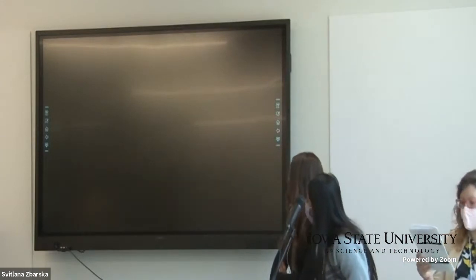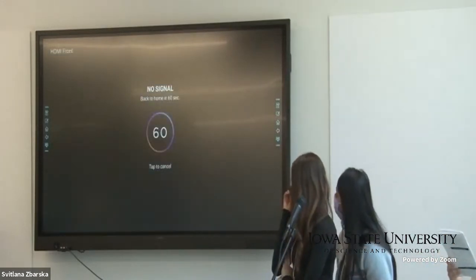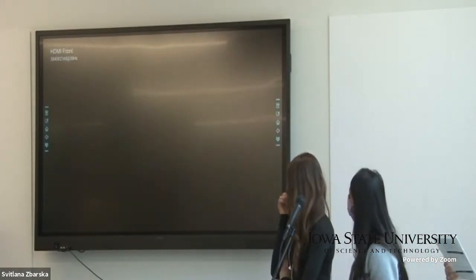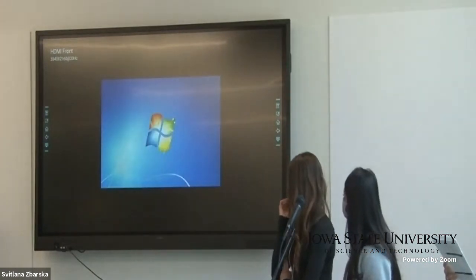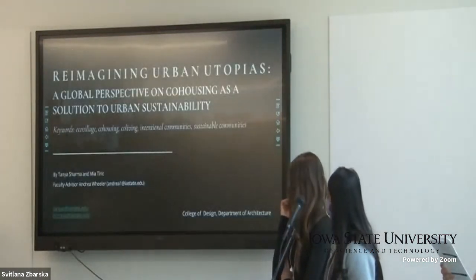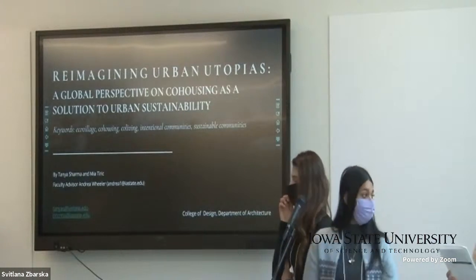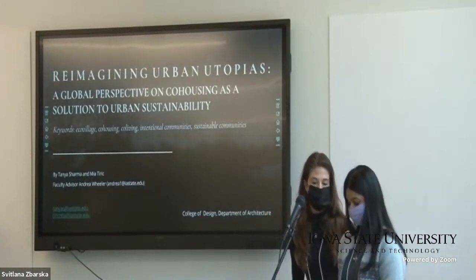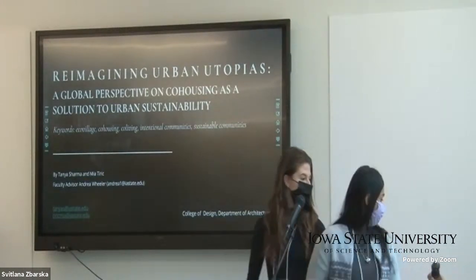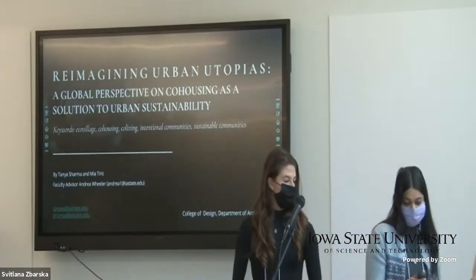All right, next up, we've got Mia Tirik and Tanya Sharma from Architecture with Reimagining Urban Utopias, a global perspective on co-housing as a solution to urban sustainability. Just use the arrows to navigate.